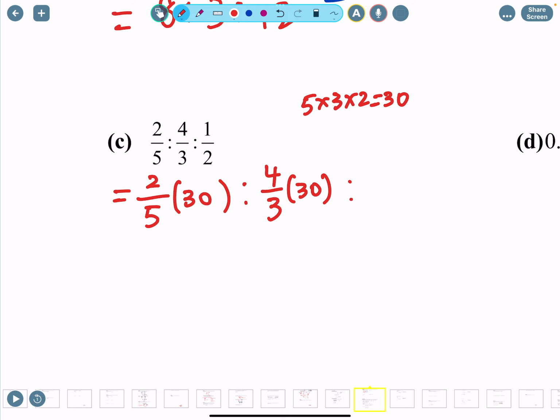Is there an easier way to do this? And then 1 over 2 times 30. Try to calculate this separately. 2 times 30 divided by 5 is 12. 4 times 30 divided by 3 is 40. And 30 divided by 2 is 15.